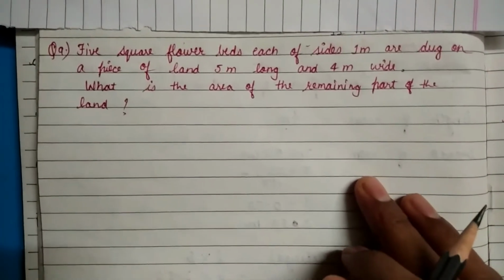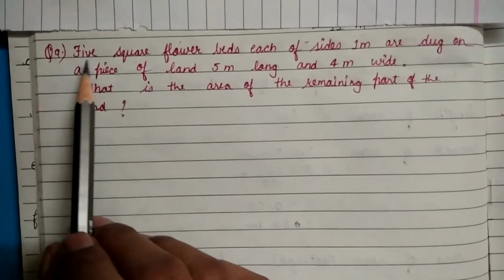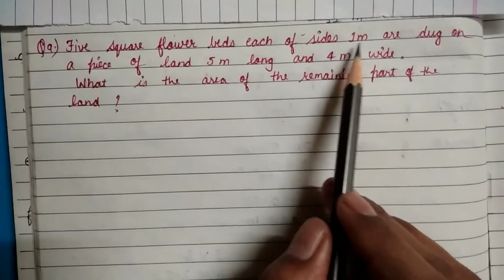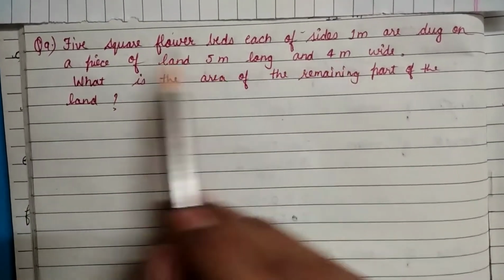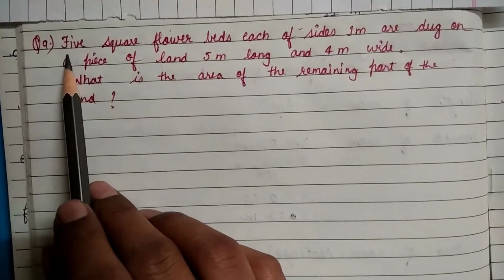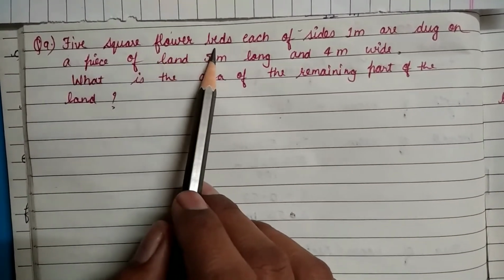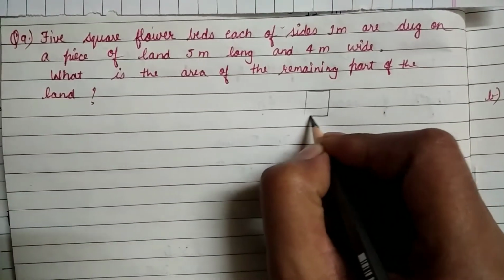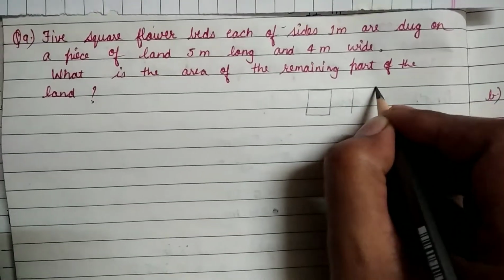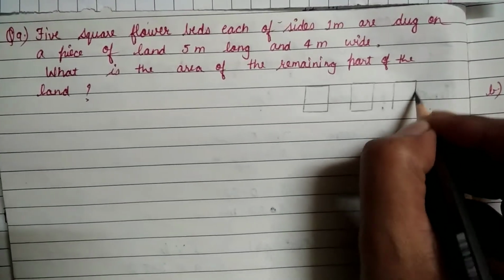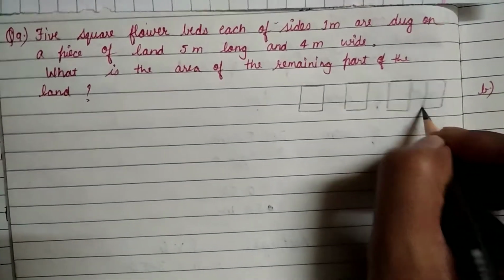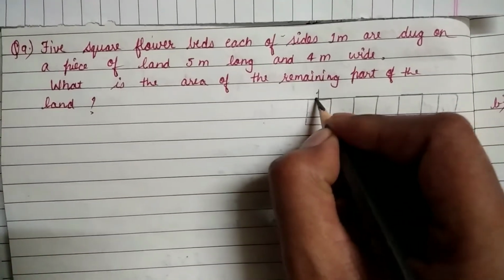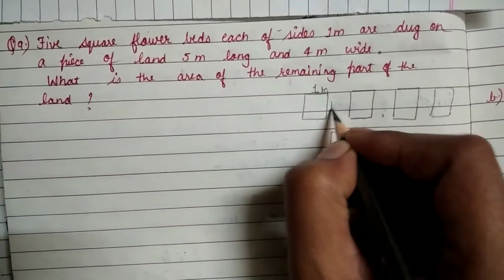Now we have question number 9: 5 square flower beds, each of side 1 meter. Okay, so what we have? We have 5 numbers of square flower beds. So square flower beds are there and their quantity is 5. Each is having the side of 1 meter. So here is 1 meter, here is 1 meter.